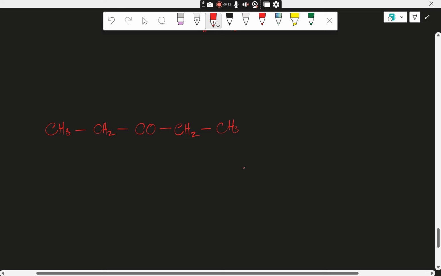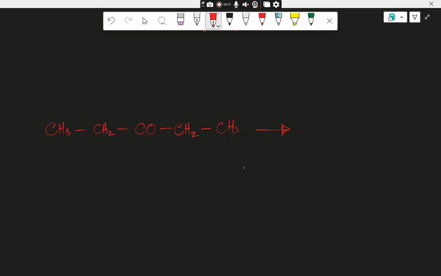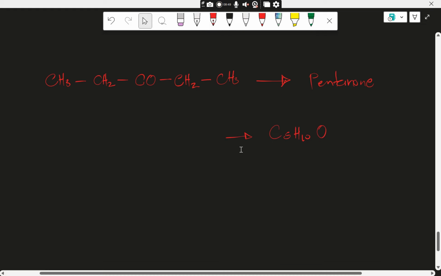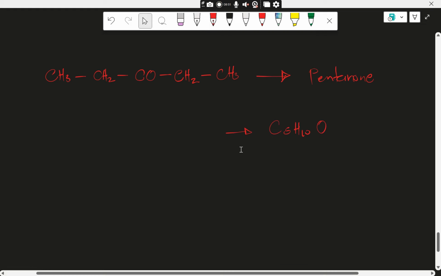So this one, it's a condensed structure, right? What will be the name for this one? Since you have 5 carbons, it will be a pentan-one, right? And it looks like this. You can count them, it matches up, right? So that's what you have.